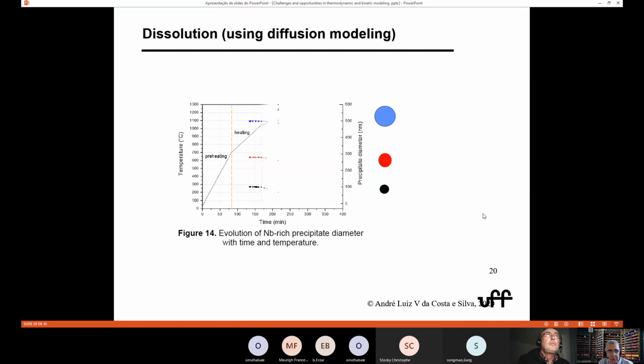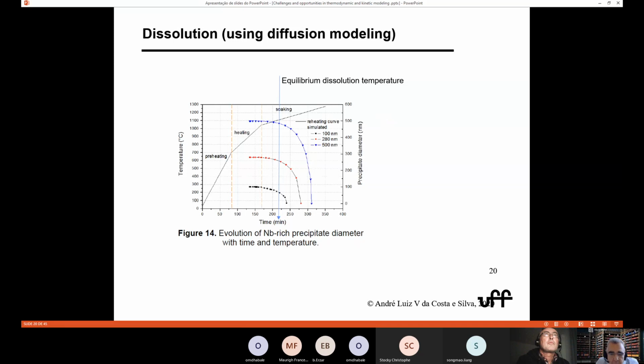So I have a little animation here. By the time you reach equilibrium, this solution is not dissolving. If you go beyond, then these guys are dissolving. The black guy is gone. The red guy is now gone. And then finally, the blue guy is gone.